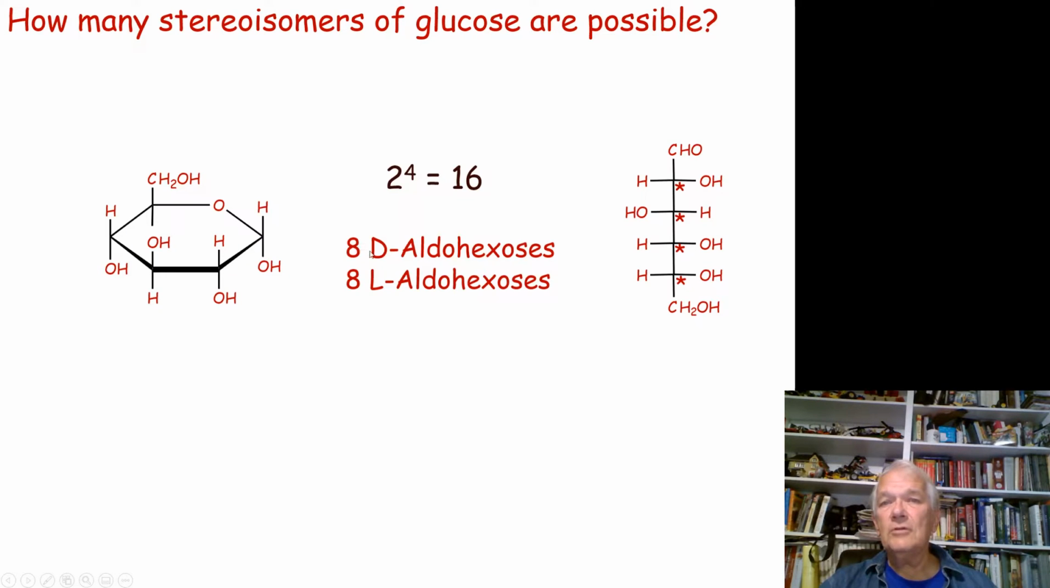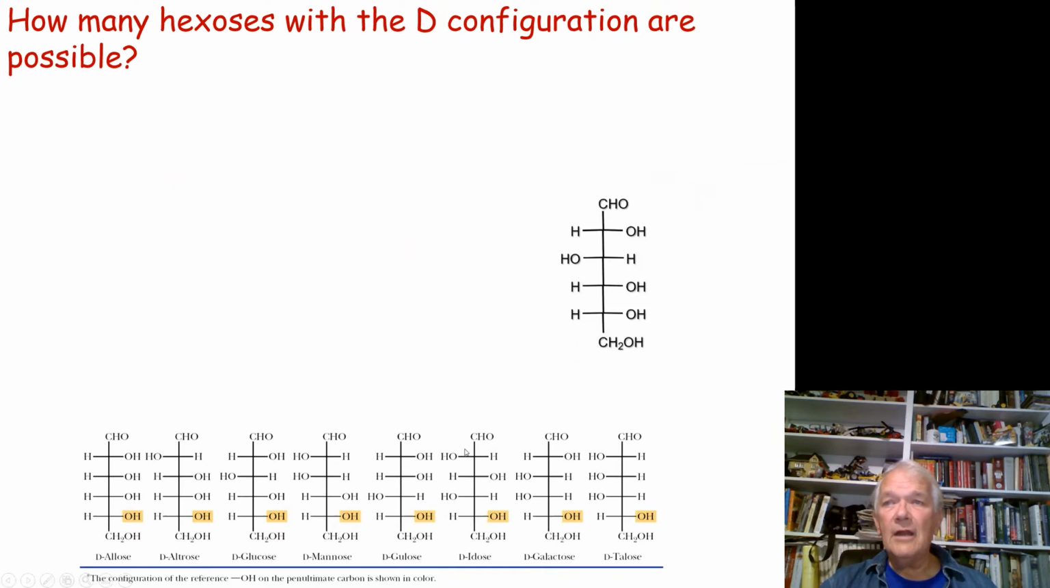The D sugars are the most common ones, and so of these 16 different possibilities, 8 of them will be D and 8 of them will be L. The 8 depend upon the relative stereochemistry of these 3 positions, because of course 2 to the third, you get 2, 4, 8, so there are 8 different possibilities. And here they are. Here's glucose in the middle, but there are 8 different possibilities, and these are all D sugars because this penultimate carbon, the OH, is on the right.